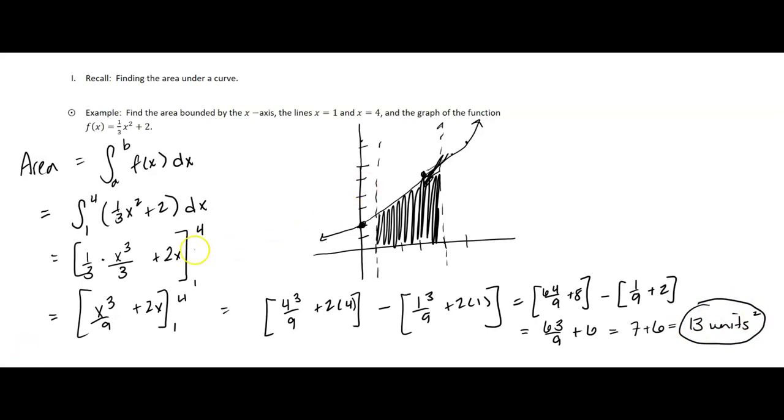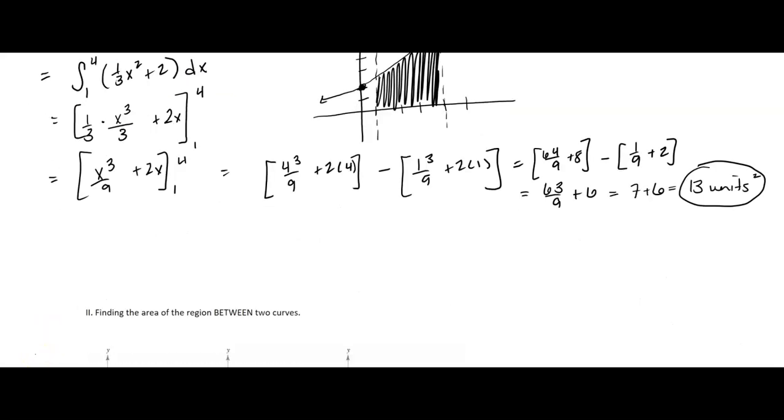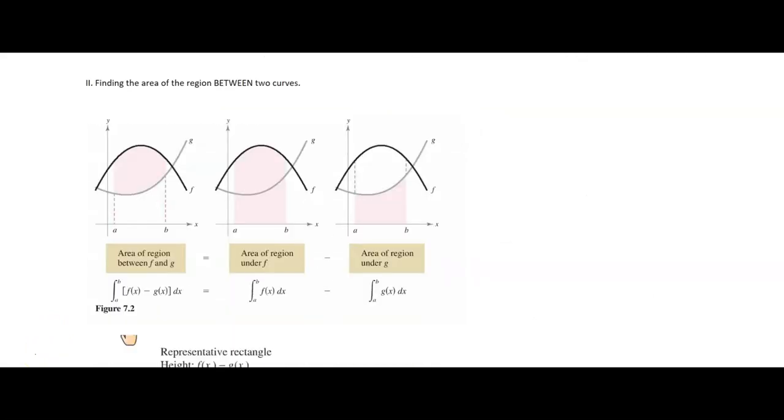Something that was implied in this process that you may not have realized is that we're actually finding the area between two curves. We're finding the area between the x-axis, y equals 0, and y equals 1/3 x squared plus 2. So we've been doing this process all along, we just didn't realize it. We're going to generalize it now. If you want to find the area between two curves g and f, whichever one is on top, in this case it's g, you can think of it as finding the area beneath g and the area beneath f and then subtracting the two.